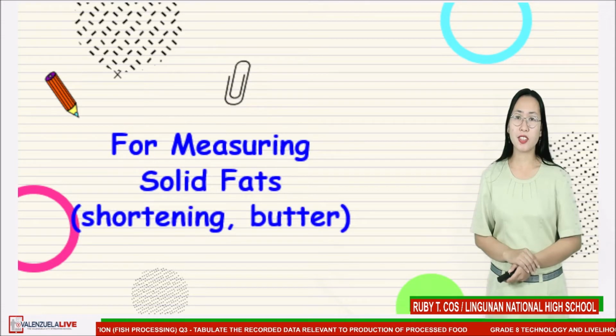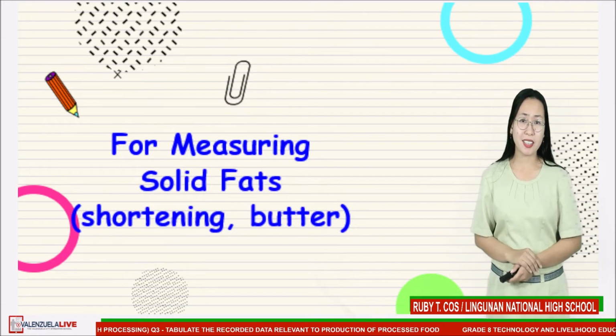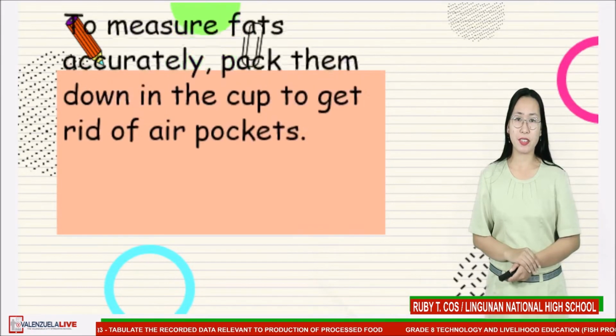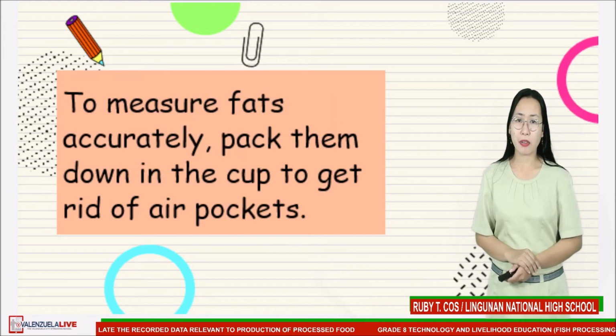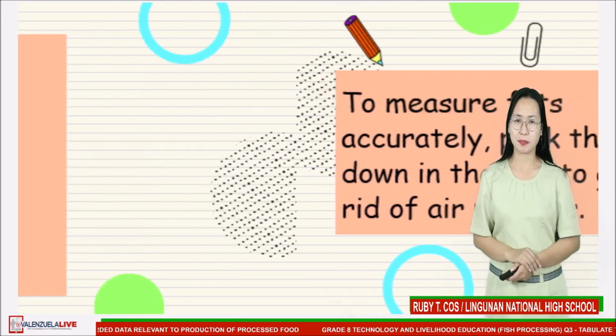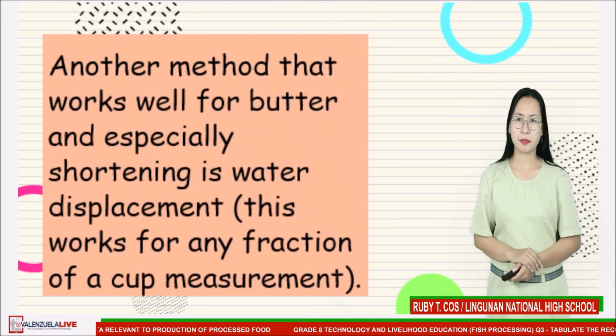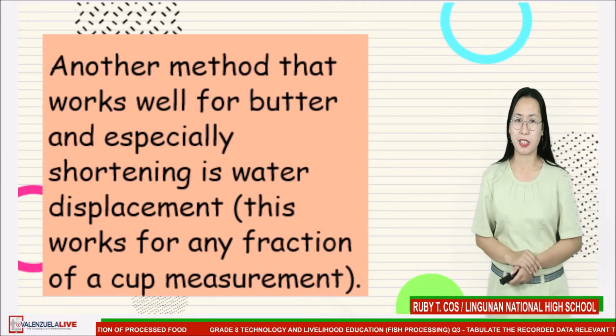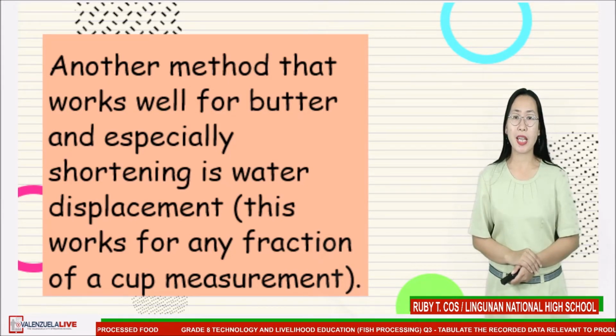For measuring solid fats, shortening, and butter, to measure fats accurately, pack them down in the cup to get rid of air pockets. Next, another method that works well for butter and especially shortening is water displacement. This works for any fraction of a cup measurement.